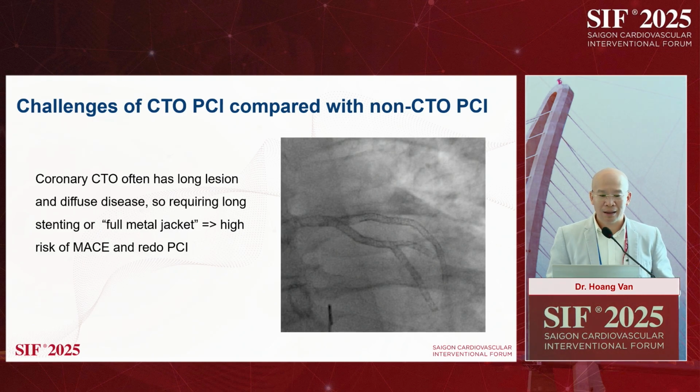As we know, CTO PCI is a challenge for interventionists because CTO often has long and diffuse lesions, so we require a longer stent, or sometimes we put in a full metal jacket. So in the outcomes, there is a high risk of MACE or repeat PCI. It looks like the full metal jacket stenting in the corridor, so it looks like a tube, with maybe no motion.